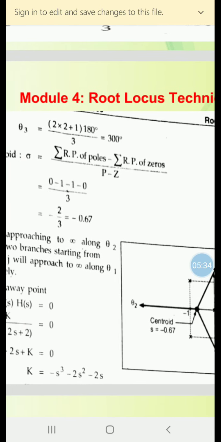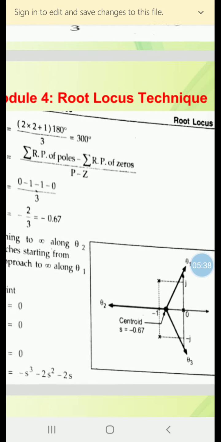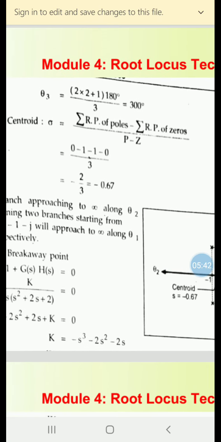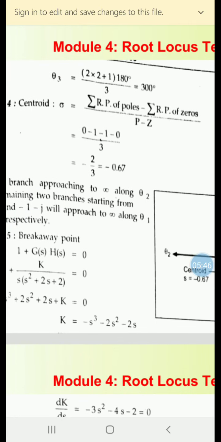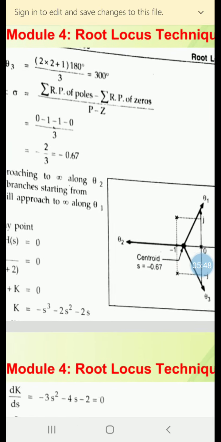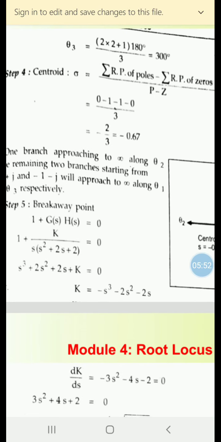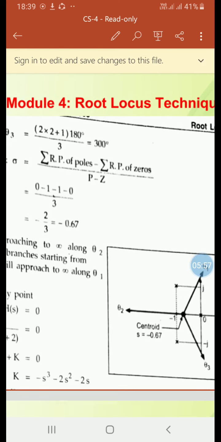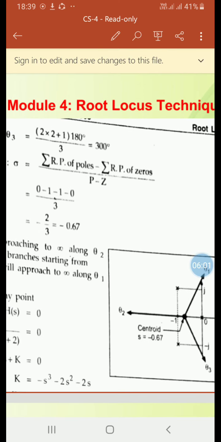Then there is one branch approaching infinity along theta 2. As theta 2 is 180 degrees, one branch approaches infinity along 180 degrees, while the other two branches, which start from minus 1 plus j and minus 1 minus j, will approach infinity along theta 1 and theta 3 respectively. So that has been shown here. The centroid has been calculated as minus 0.67 and it has been located here.